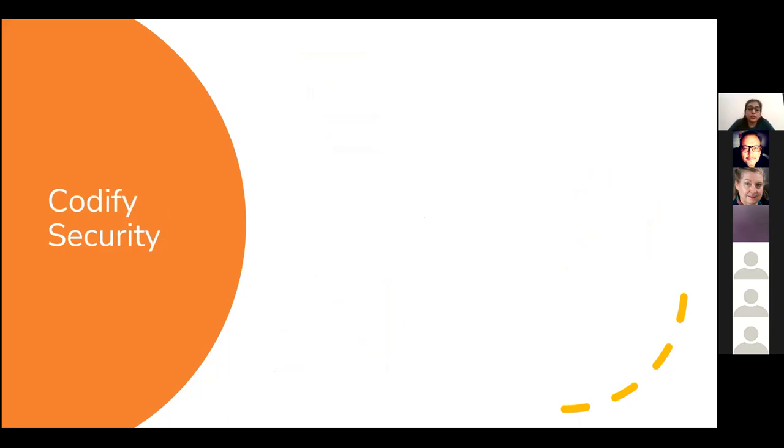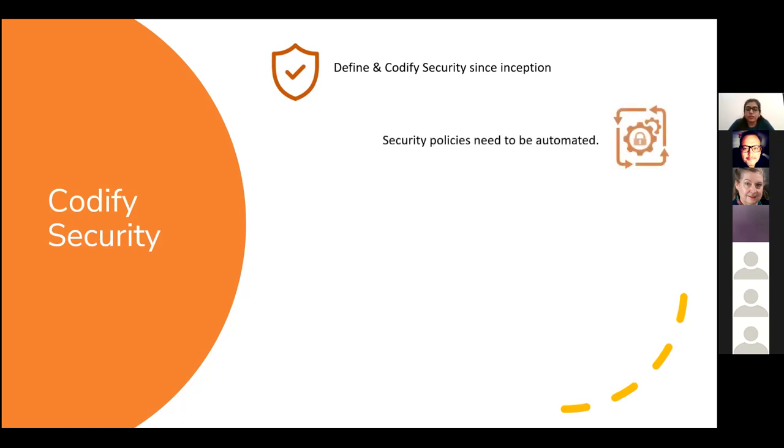The next step in implementing is to codify your security. So define and codify security since inception. Security policies are defined and codified for any application at the beginning of a project, and kept in the source code repositories. The security policies also have to be automated. By pressing a button, you should be able to evaluate whether your security policies for any application, be it any stage or environment, are good or not. This is a major benefit when you follow the principle of security as code. Everything about security is codified, versioned, and automated. The security artifacts are checked in as code into the repository and versioned.